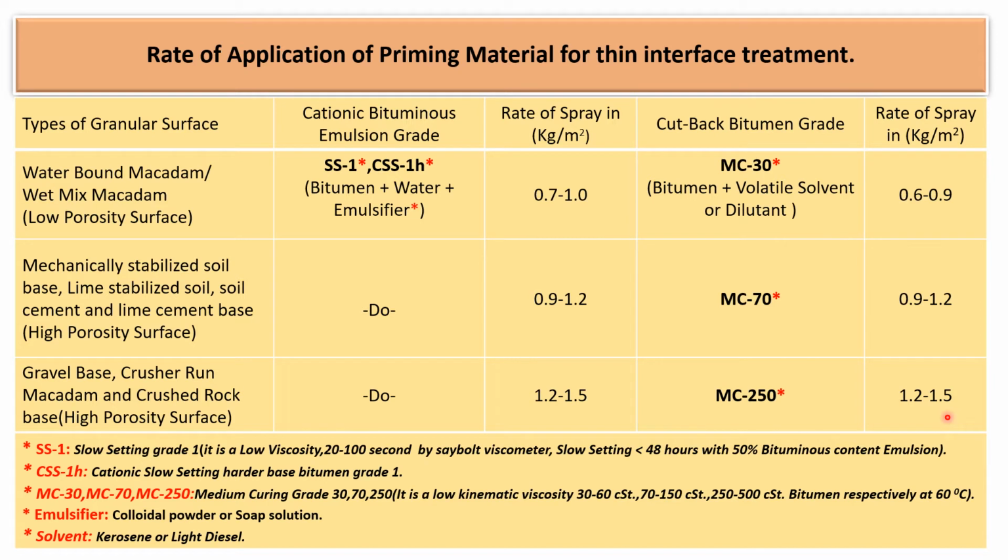Generally, SS1 and SS1H types of cationic bitumen emulsion and medium curing 30 types of cutback bitumen are preferred for WMM and WBM types of pavement as per their low porosity nature. MC70 and MC250 types of cutback bitumen are preferred for higher porous surfaces. The correct rate of spray is generally decided as per the optimum rate of spray where the bituminous emulsion or cutback bitumen has just achieved the required depth of penetration without any runoff of excessive primer over the surface.